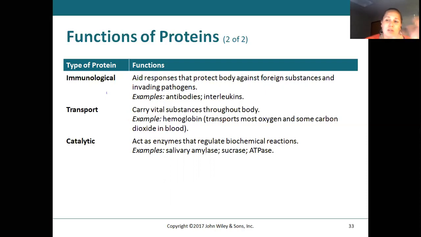So if we go back to the first lecture of chapter 2, remember when we talked about activation energy? Well, enzymes lower that activation energy, so it requires less energy and optimizes the environment for a reaction to take place.